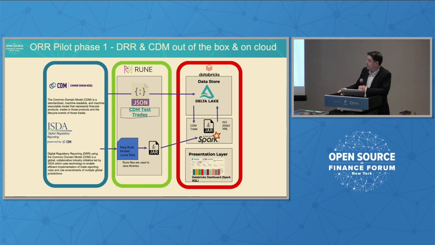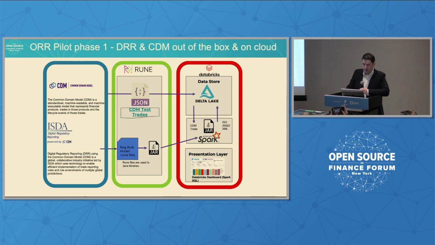So here's an architecture diagram that's very high level, but has been validated and is correct. Effectively, we're taking all the CDM test trades available that we could find in the public domain. We get the DRR code. We build it into a jar, and then we drop it in to run on Apache Spark. We load the data into Delta Lake within Databricks, and then we just run the code and see what comes out. And we got a presentation layer then using the Databricks UI.